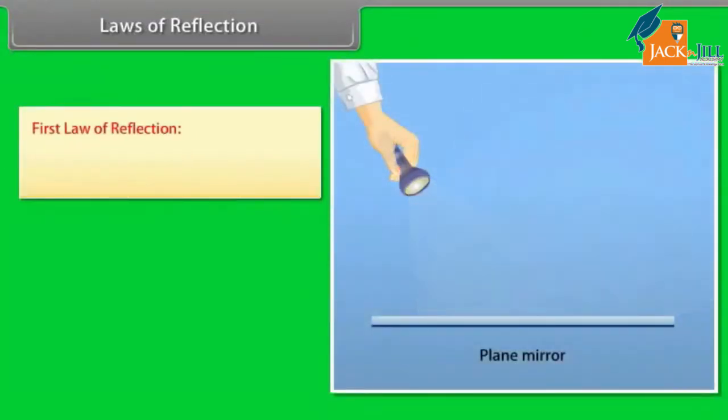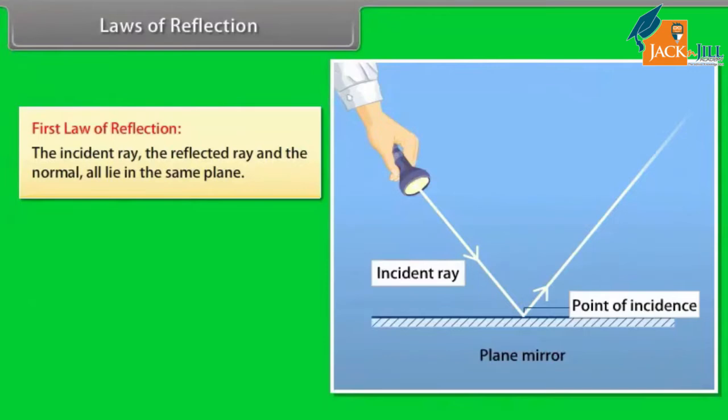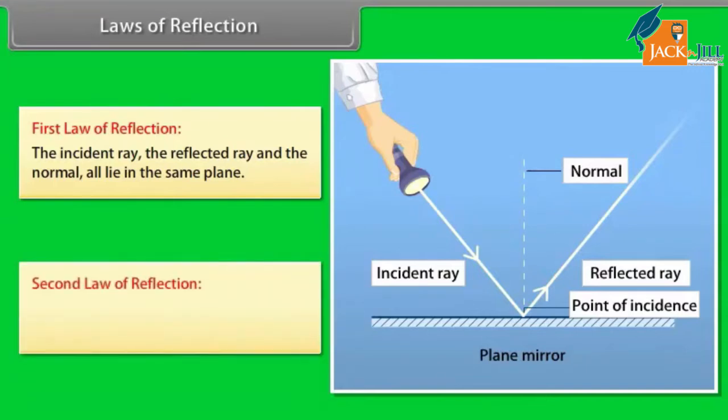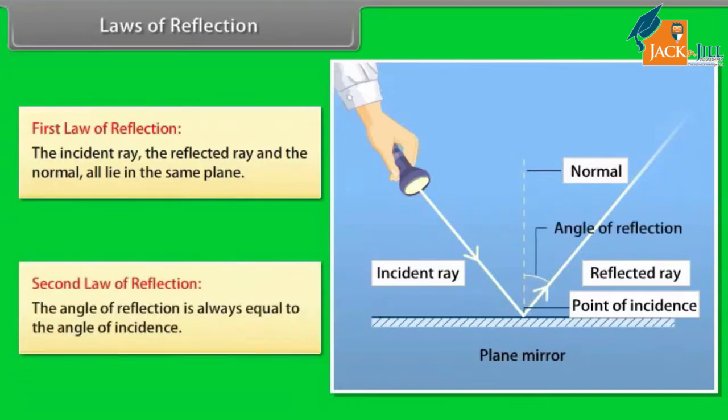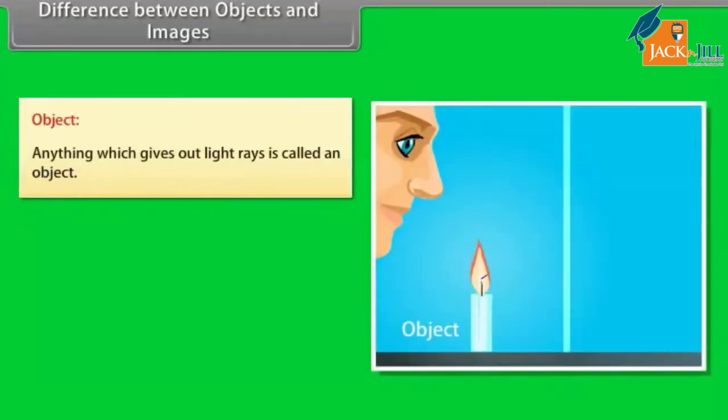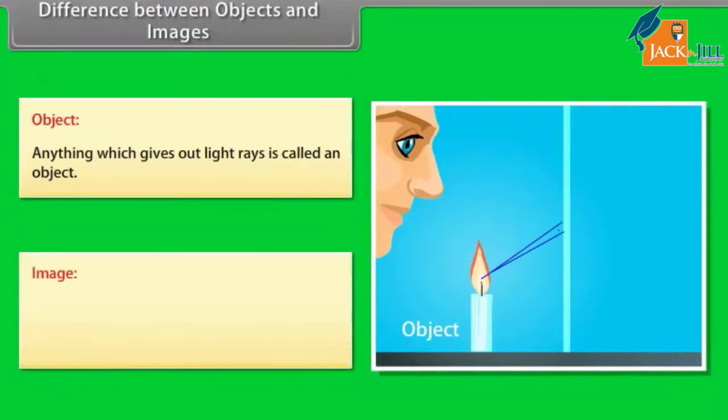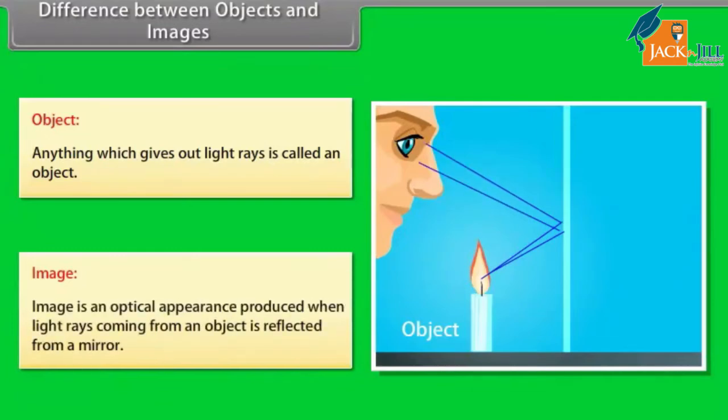First law of reflection. The incident ray, the reflected ray, and the normal all lie in the same plane. Second law of reflection. The angle of reflection is always equal to the angle of incidence. Difference between objects and images. Object. Anything which gives out light rays is called an object. Image. An image is an optical appearance produced when light rays coming from an object are reflected from a mirror.